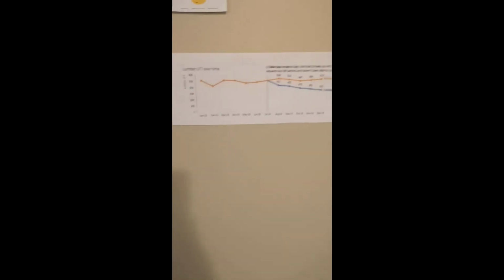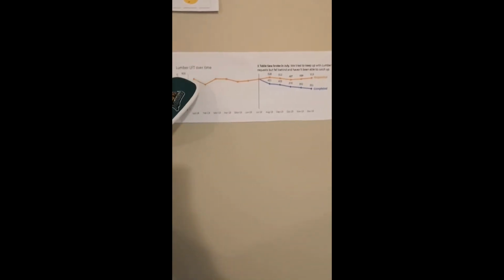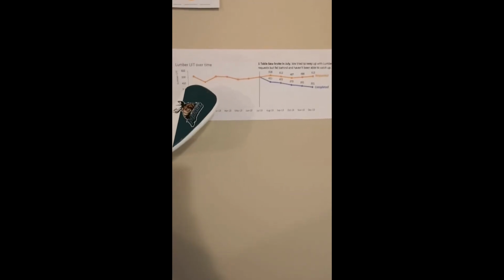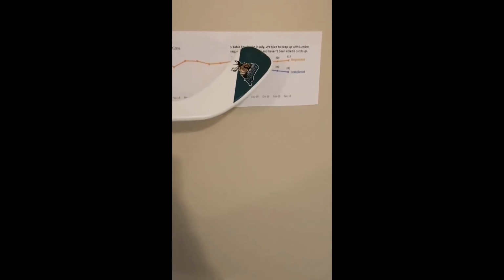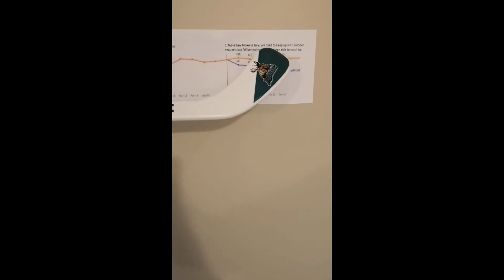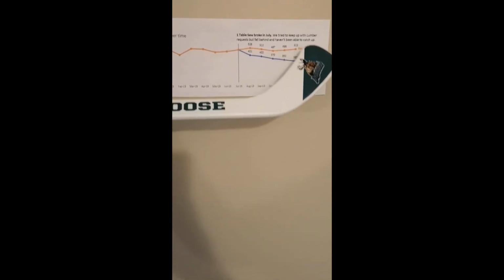All right, so here we have basically the finished product. Kept all the titles here, so they look here. Lumber linear feet over time, give them context, so then they can efficiently ignore this part. And then here we'd have a line exactly in July and a little story of what happened. So that one table saw broke in July. We tried to keep up with lumber requests, but fell behind and haven't been able to catch up. And we kept all the numbers here and they show the gap.